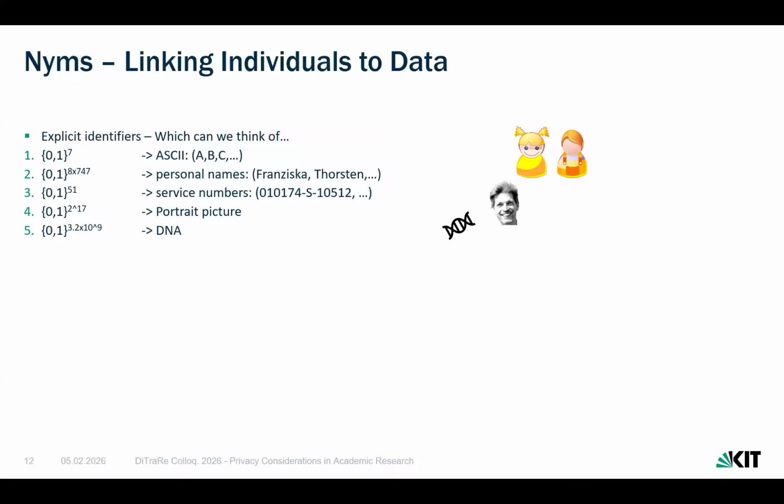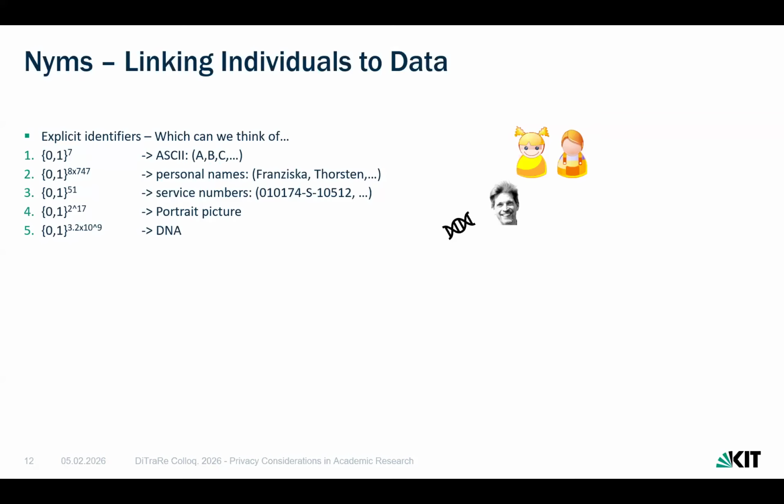Maybe better identifying are things like service numbers, if somebody has been serving in the military or whatever. Portrait pictures are usually quite identifying. At the end, it's just a number of pixels, so it's just a representation of an identifier. Or of course, the best possible identifier would be DNA, where with the identifier we obviously already have attribute disclosure on top, because from the DNA we could not only learn this is data that corresponds to Thorsten, but also data that maybe contains certain diseases. By the way, also regarding the family of Thorsten and so on.